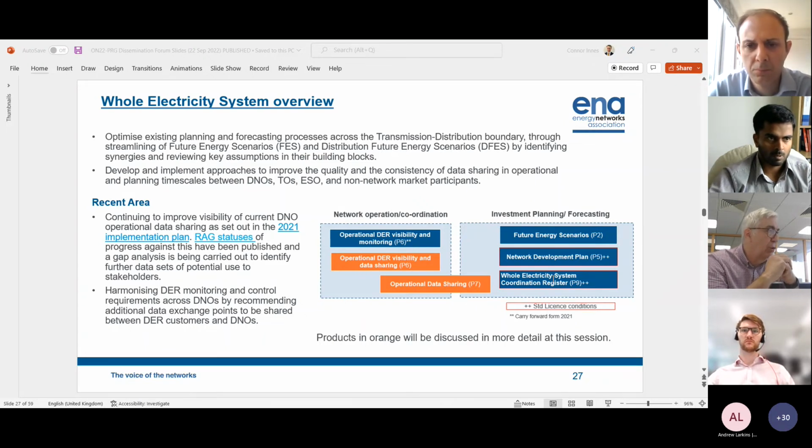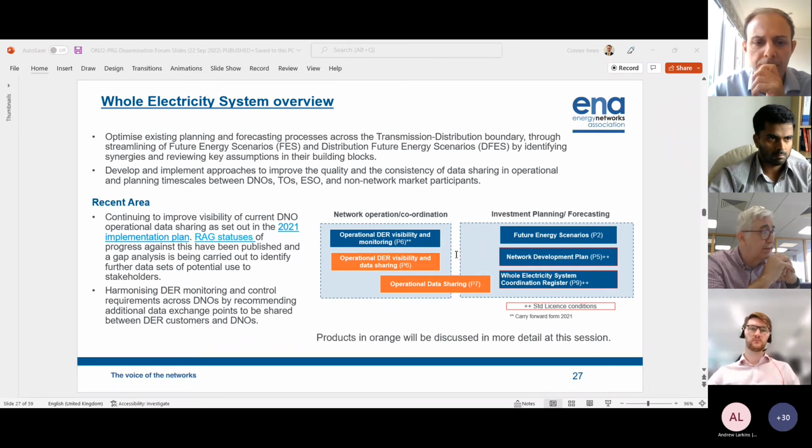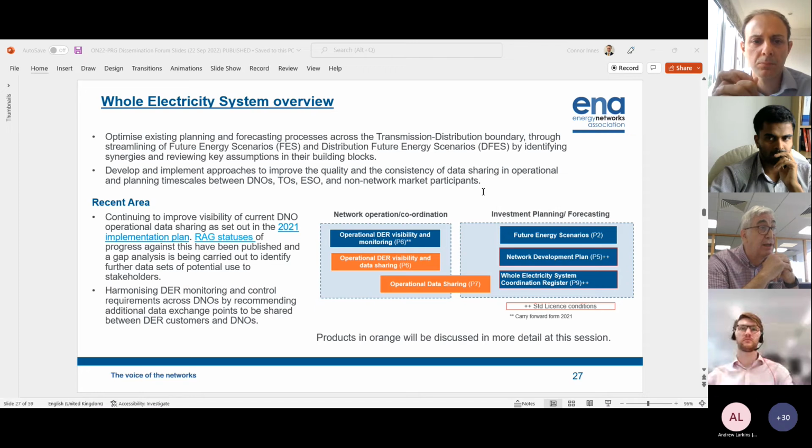Finally, the whole system electricity coordination register, that was P9, and that has delivered a form of statement for all DNOs and National Grid ESO to use when publishing our license required registers. That was published this year for the first time. The register has been reviewed, and I think it's been considered fit for purpose. So we will use that same form of statement next year, and again review to see whether we need to change anything following next year's publications.